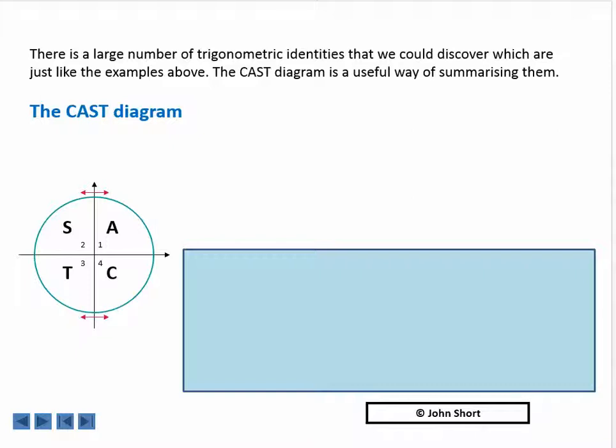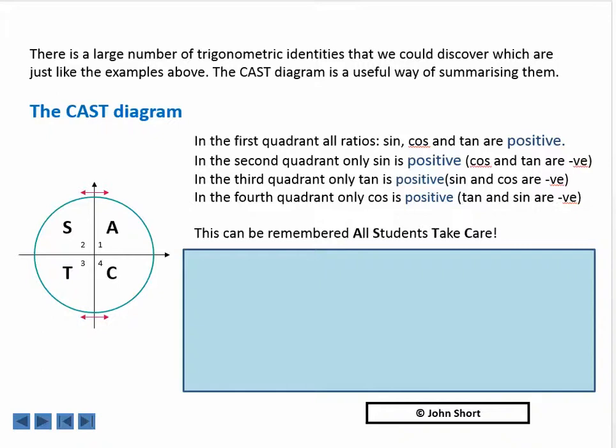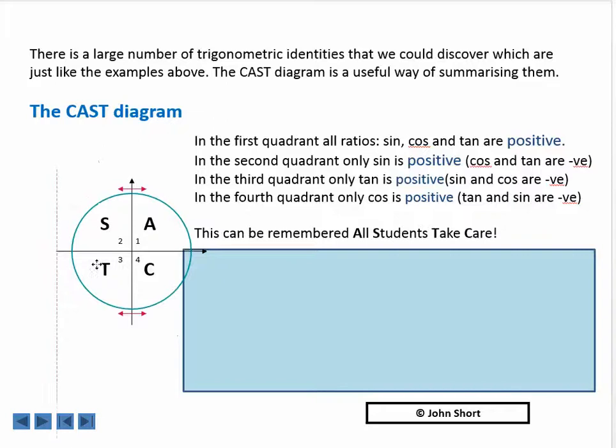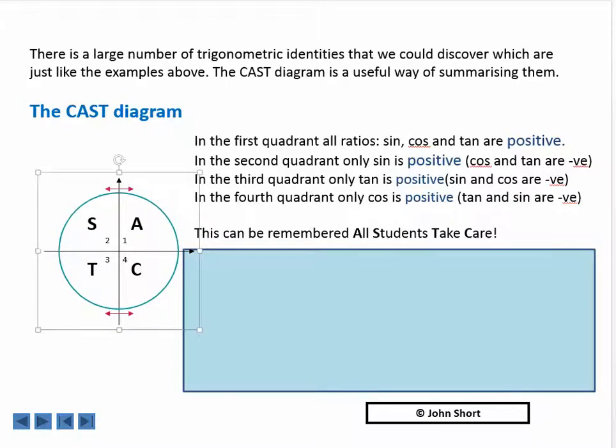We use what we call the CAST diagram or the CAST acronym, a very useful way of summarising the positive, negative nature of sine, cosine and tan in the unit circle. In the first quadrant, all ratios are positive, sine, cos and tan. Second, only sine is positive, the others are negative. In the third, tan only is positive. In the fourth, cos only is positive.